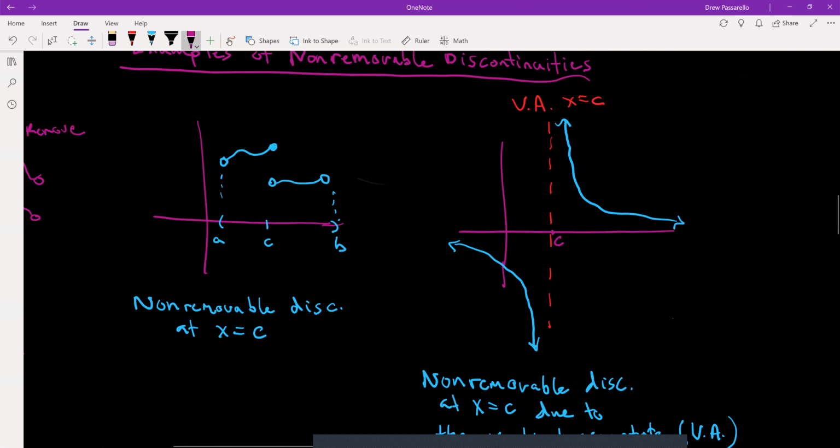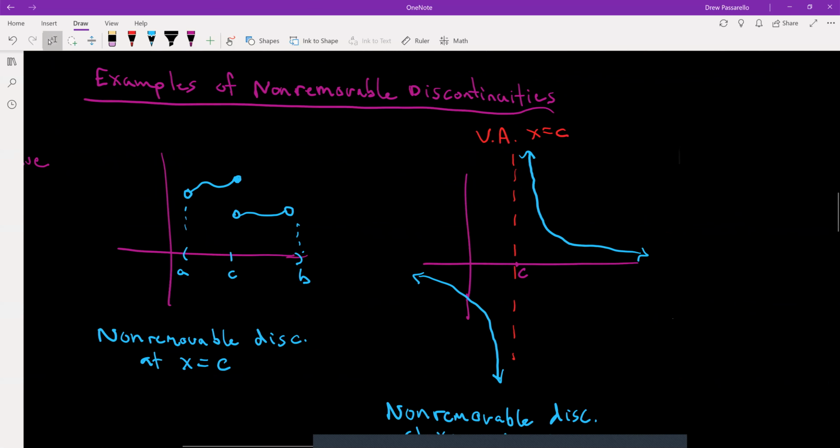These two examples are two examples of non-removable discontinuities. So the first one, there's this break in the graph. So even along with the hole, it jumps. The graph jumps from one segment to the other segment. And so there's not a way that I can redefine it because I would have to physically move the entire graph for one of the segments.